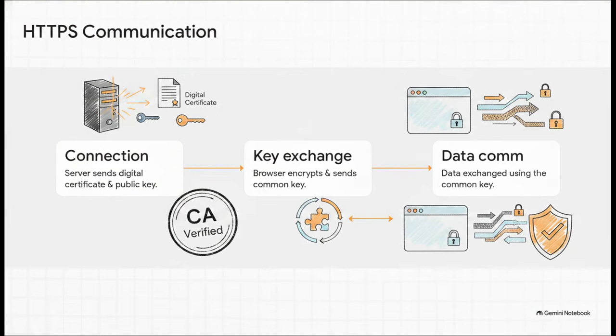Okay, you absolutely must know these 3 stages of HTTPS communication. First, connection. The web server sends over a digital certificate and a public key. Crucially, your browser uses a certificate authority to verify the server is actually authentic before it does anything else. Second is key exchange. Your browser creates a common key, encrypts it with that public key, and sends it back. Third is data communication. Now all your actual data is securely encrypted using that shared common key.